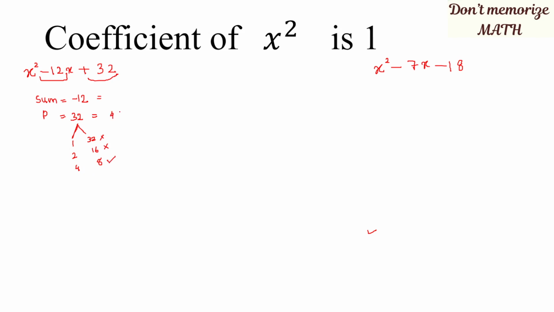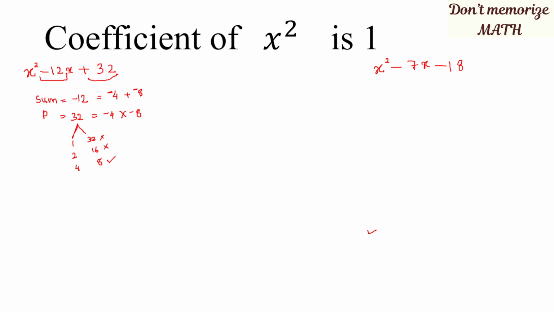So 4 times 8 is 32. 4 plus 8 is 12, it is not minus 12, it is just 12. So how to get minus 12 from 4 and 8? It must be minus 4 and minus 8. So minus 4 plus minus 8 is minus 12.